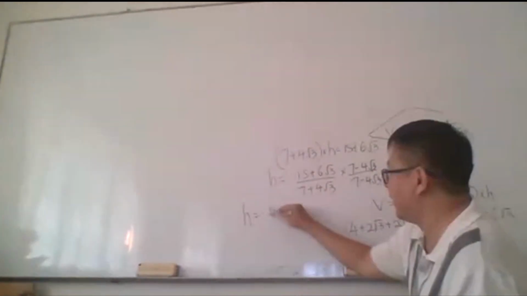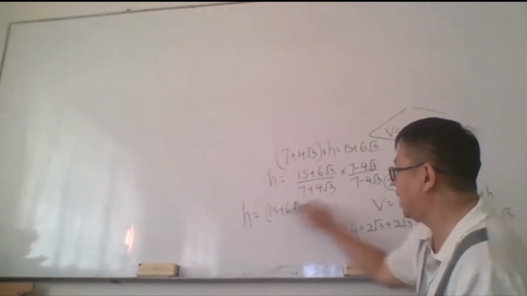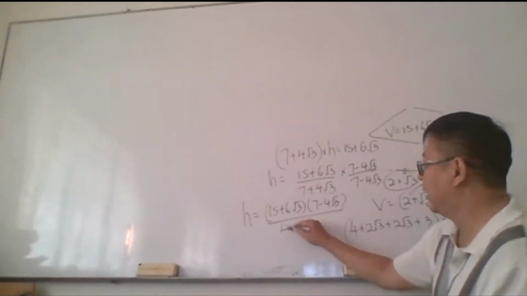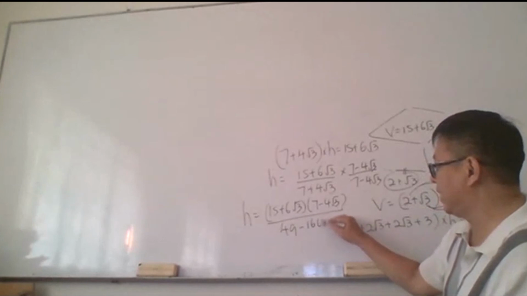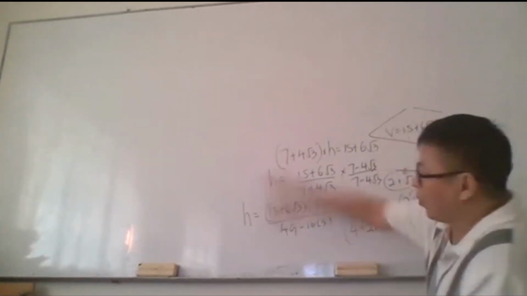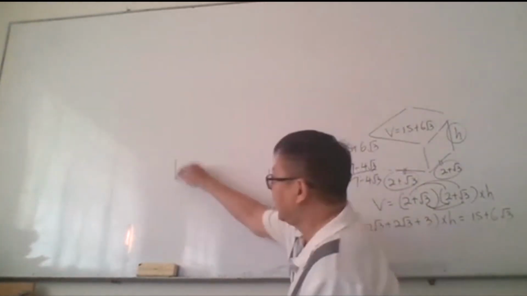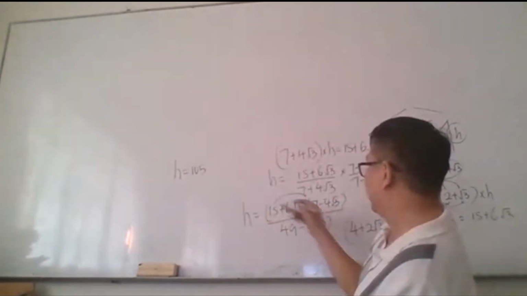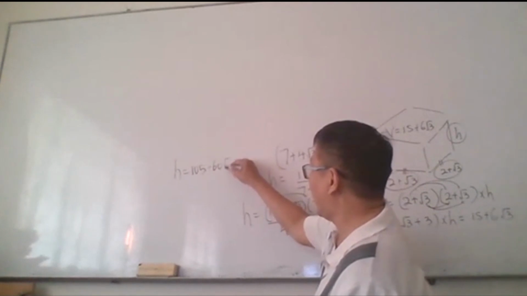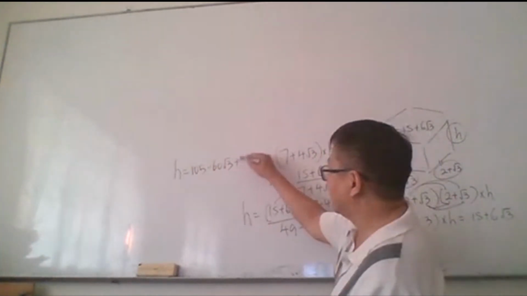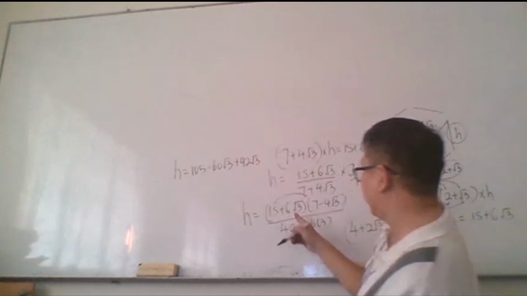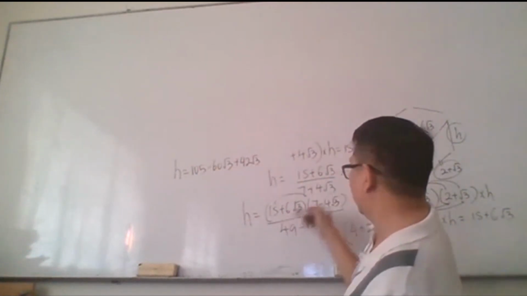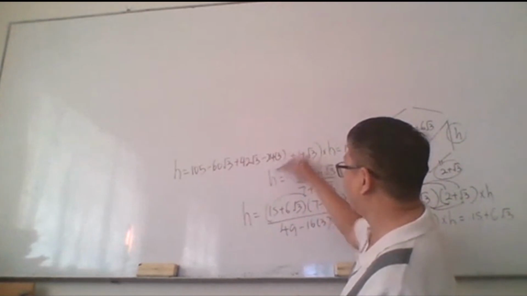So that will be 15 plus 6 square root of 3. So 7 minus 4 square root of 3, over, down here will be 49 minus 16 times 3. And I'll continue the other side. So my h will be, cross multiply, 105, minus 60 square root of 3, plus 42 square root of 3. And then the value will be minus 24 times 3.